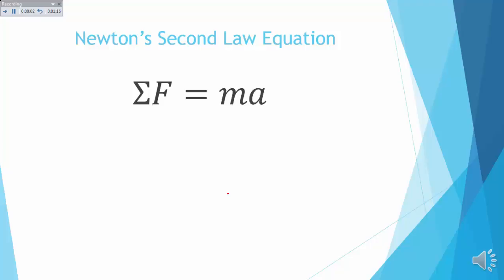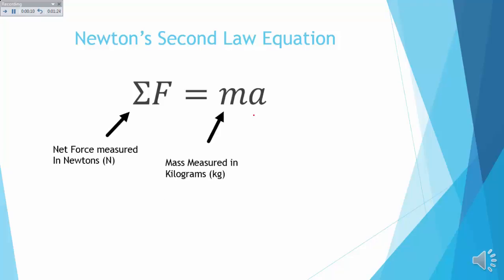These two proportionalities can be represented in equation form as follows. Sigma F is equal to ma. In this equation, sigma F is representing the net force measured in newtons, m is representing the mass measured in kilograms, and a is representing the acceleration measured in meters per second squared.